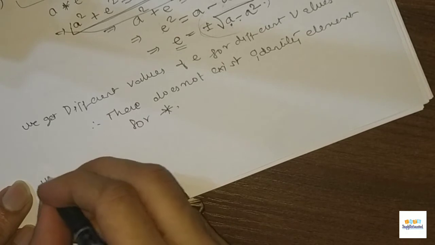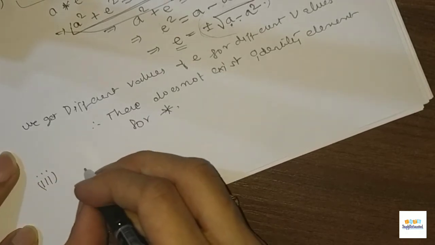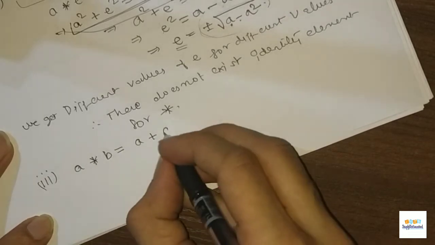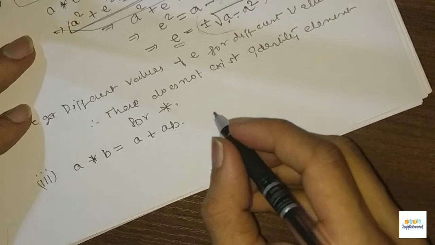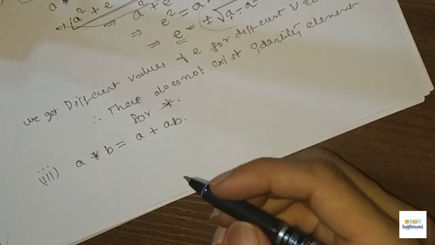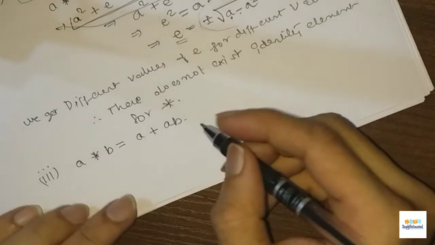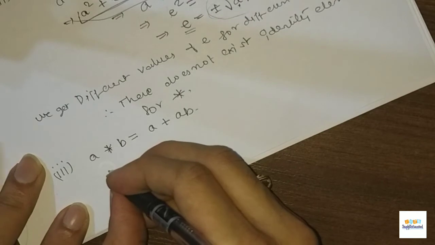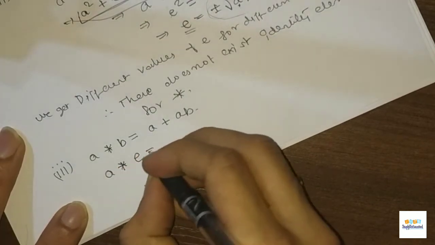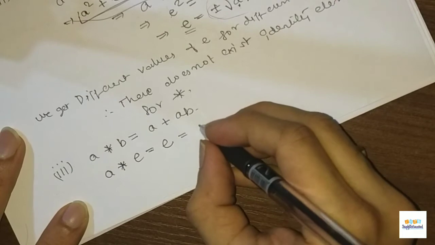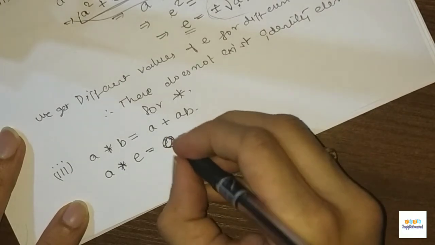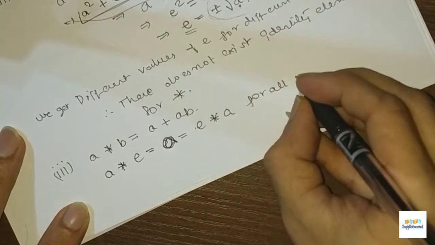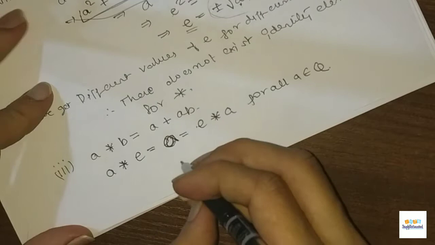Now let us look at the third one. Third one is A star B equal to A plus A multiplied by B, okay? So this operation we have, right? Now see, here also the identity element doesn't exist. Why? Let us see. If identity element exists, then what should happen? A star E should be equal to E, which is A, which is equal to E star A, right? For all A belonging to the rational numbers, okay?